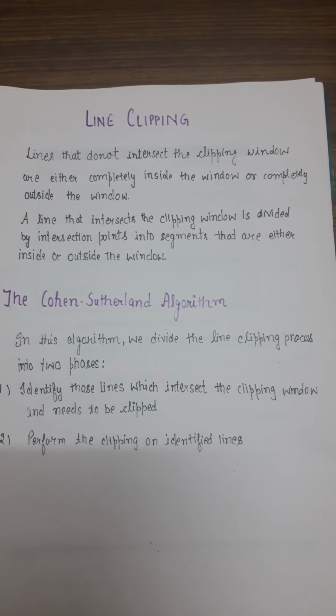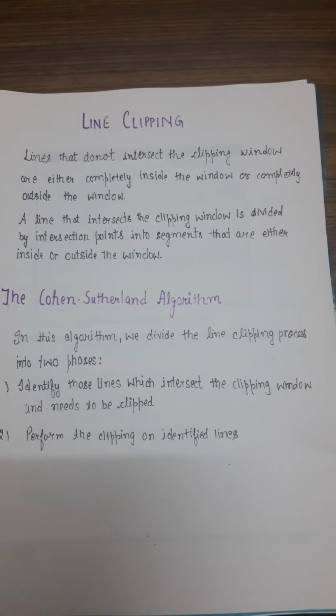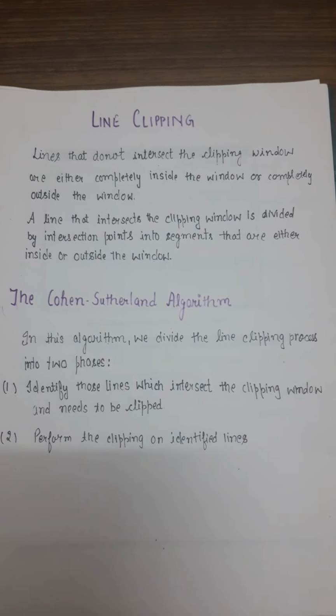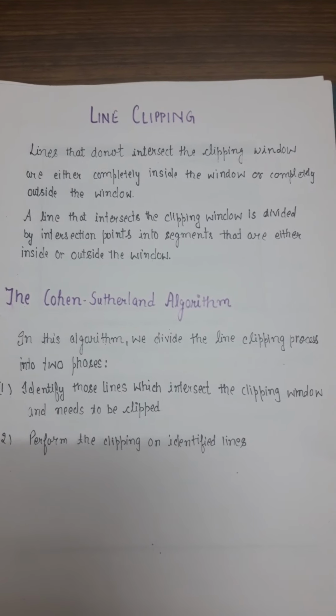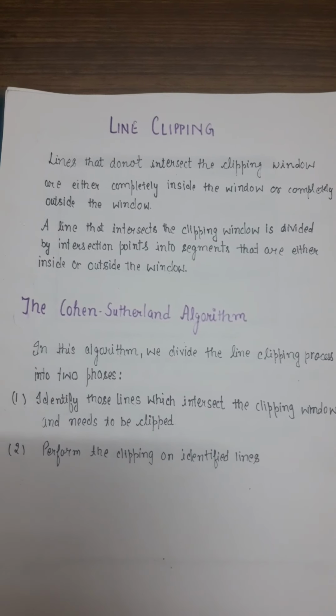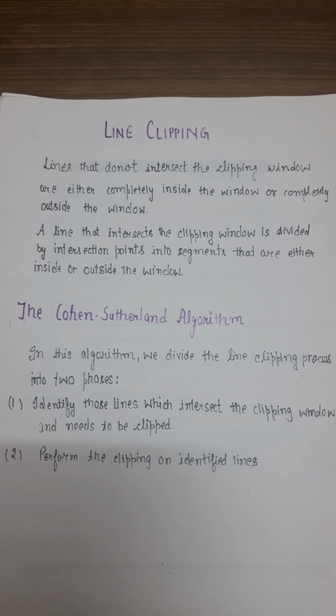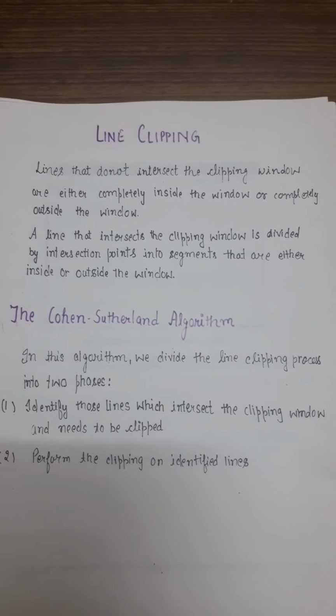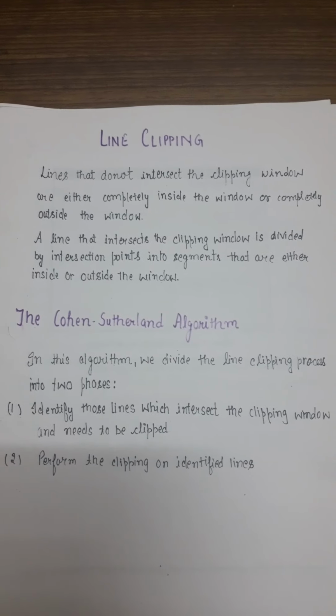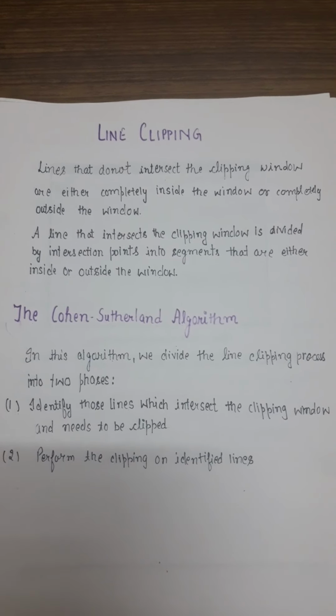Good morning. Now we will discuss the topic of line clipping. So let's understand what it is. Lines that do not intersect the clipping window are either completely inside the window or completely outside the window. Those lines which are completely inside are visible and the lines which are completely outside are invisible. So we do not need to consider them for clipping.